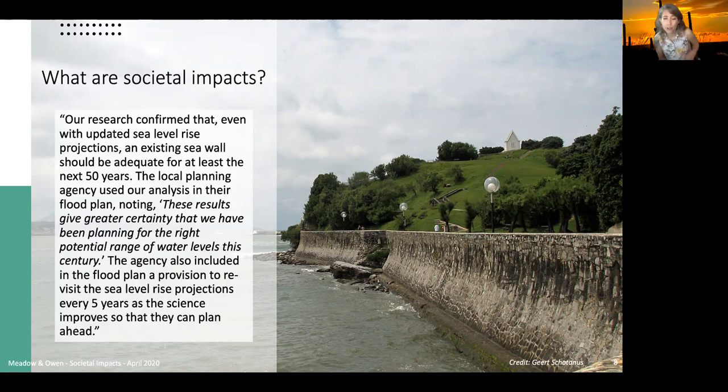So here, even though the research didn't cause the agency to necessarily change their course of action, it instilled confidence in their already established course of action. So that still represents an application of the research findings to their flood planning efforts.